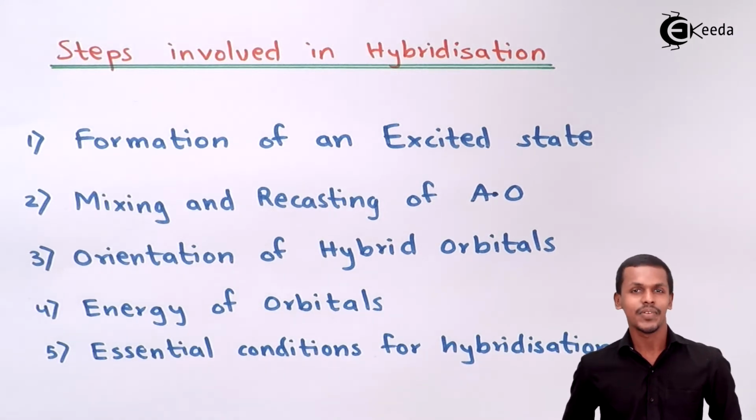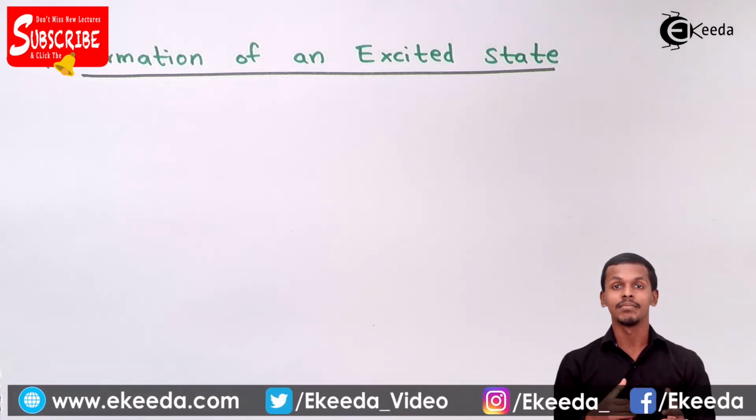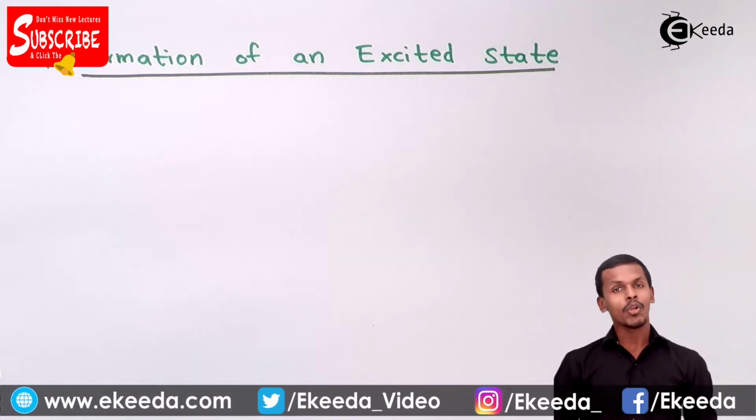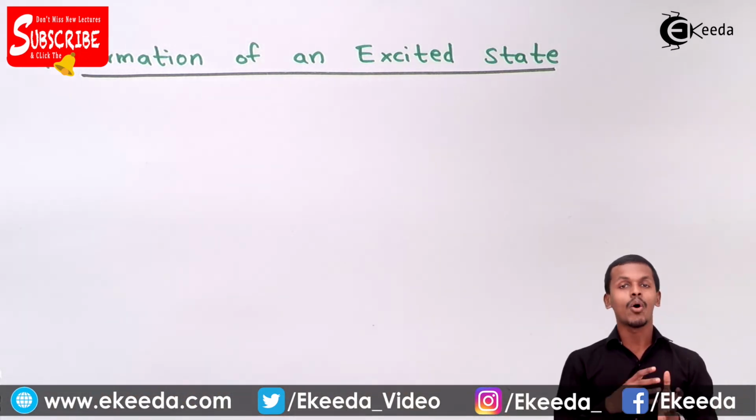So let us discuss the first step. We are discussing the steps involved in the formation of hybridization. Talking about the first one, which is the most important one, that is the formation of an excited state. What is an excited state and how can we form it?